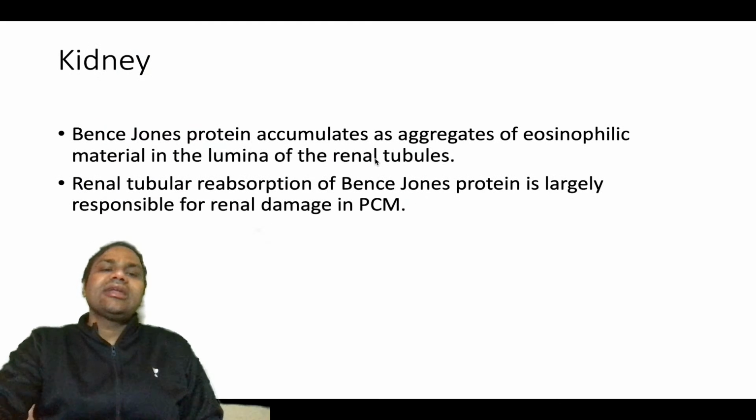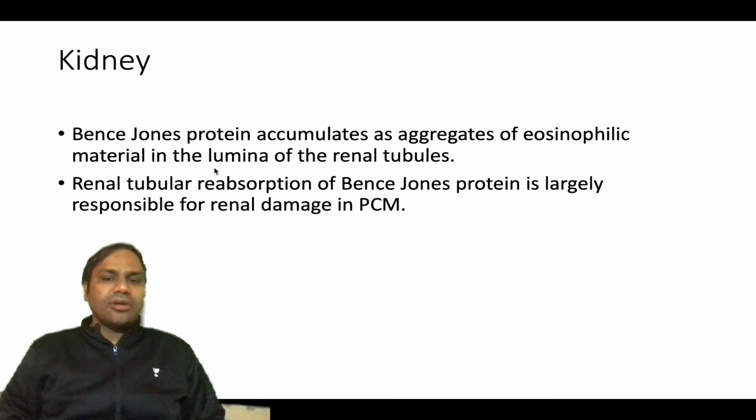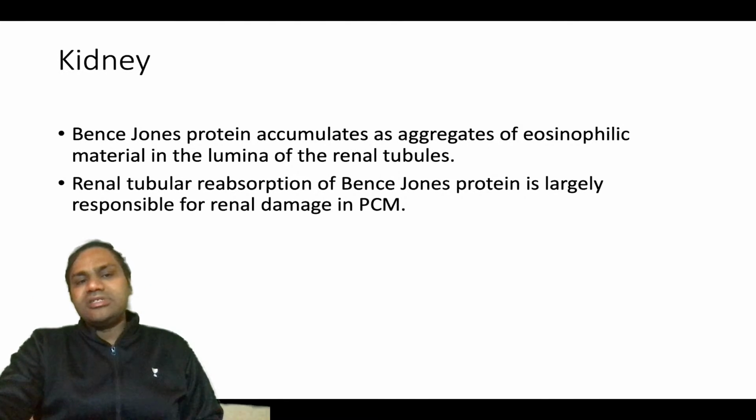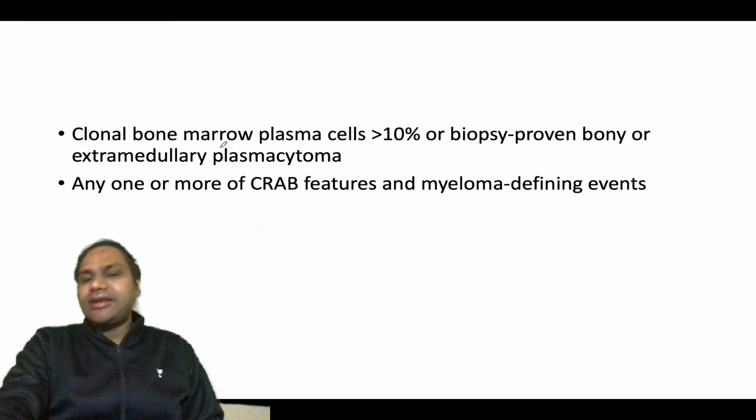And then in the kidney, you can see Bence Jones proteins, which accumulate as aggregates of eosinophilic material in the lumina of renal tubules. Renal tubular reabsorption of Bence Jones protein is largely responsible for renal damage in plasma cell myeloma. So in the kidney you can see Bence Jones proteinuria. Now, what are the criteria for diagnosis?